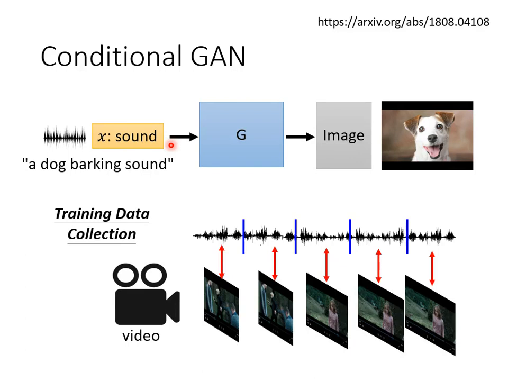Actually, it's not that difficult to collect them, because you can collect a lot of videos easily. There are both images and sound in the video. Then you know, this frame of image corresponds to this audio. This frame of picture is paired with this audio. The picture of this frame corresponds to this. After collecting them, you can train a conditional GAN. Listen. And let it imagine. What does it look like?